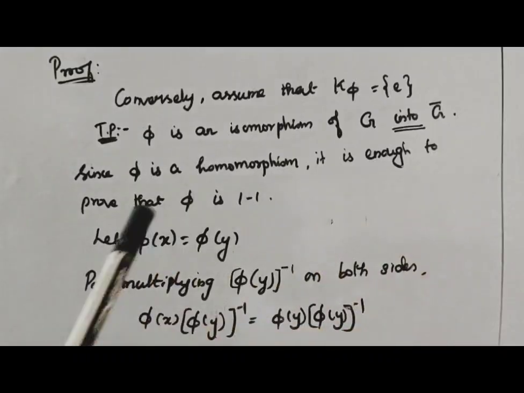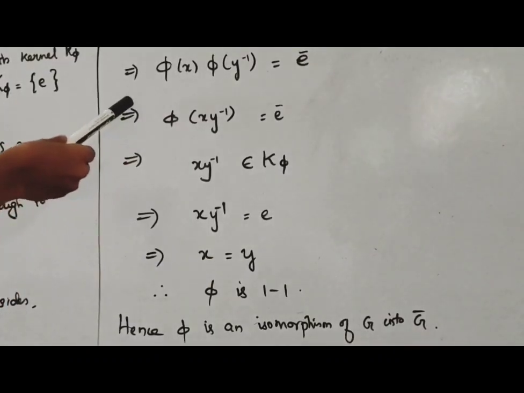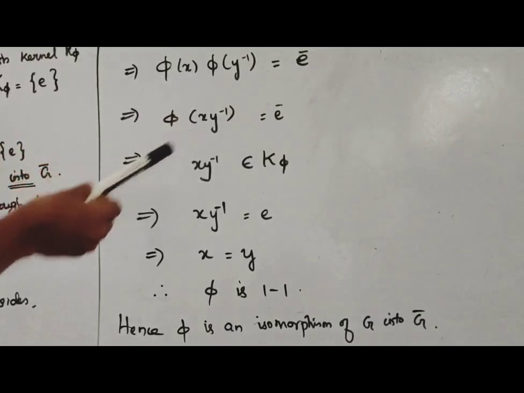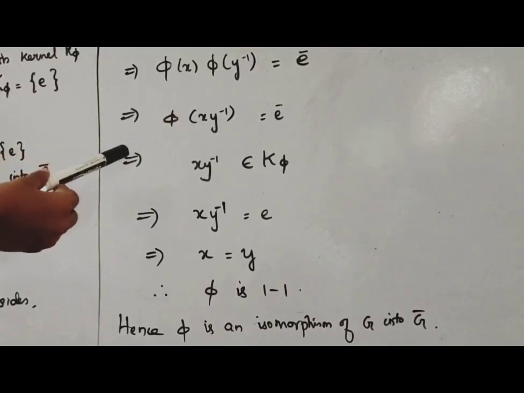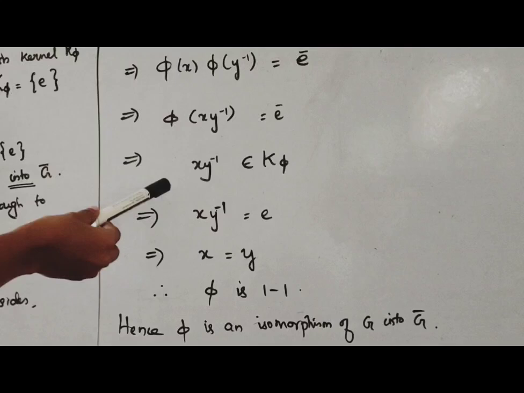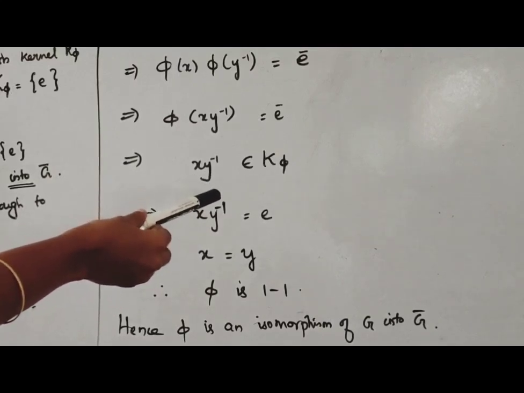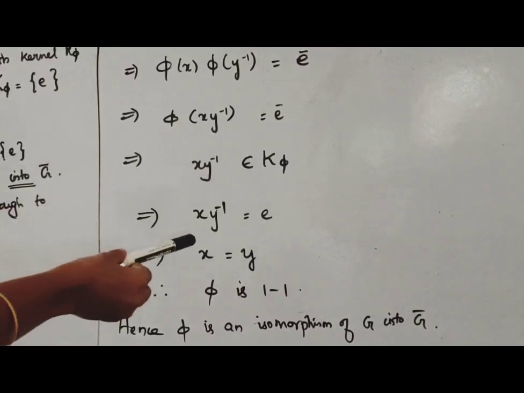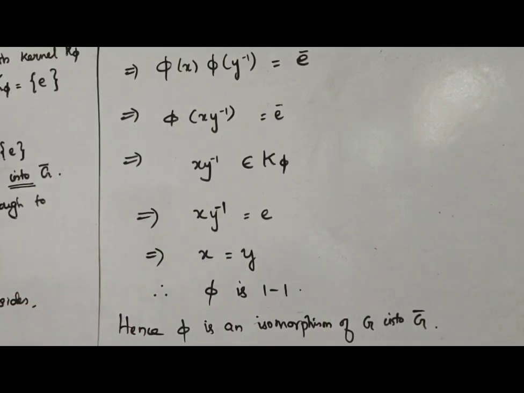Therefore, phi of x into phi of y inverse is equal to E bar. Since phi is a homomorphism, this can be written as phi of x y inverse is equal to E bar. According to the definition of the kernel, this element x y inverse belongs to the kernel K phi. We assumed that K phi is equal to singleton E. Therefore, x y inverse is equal to E. By bringing this y to the other side, we get x is equal to y.